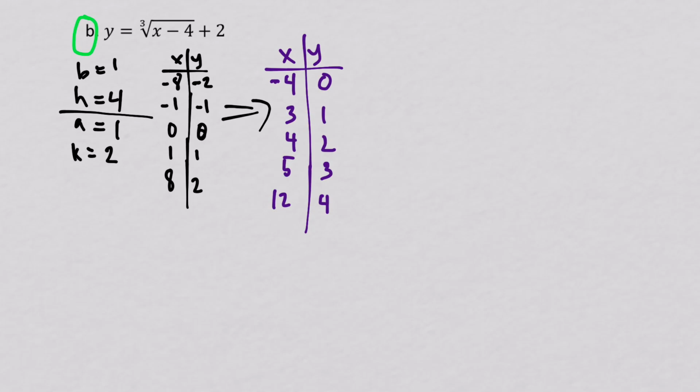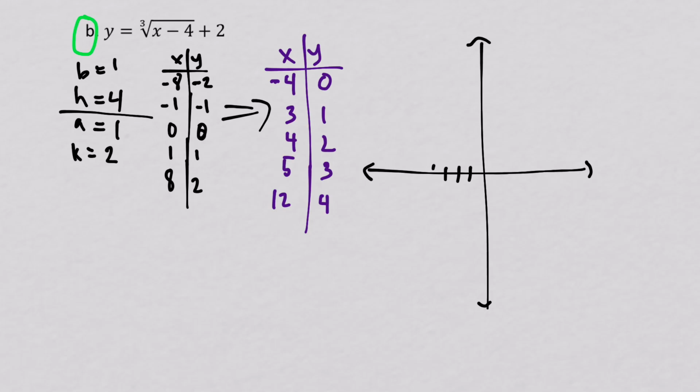Cube root functions do not have an asymptote, so you don't have to worry about asymptotes at any point here. All you got to do is just draw your x-axis and your y-axis, plot your points, and make your curve. Here we go. -4, 0. That's right about there. 3, 1. Right here. 4, 2. Right here. 5, 3. Right here. And 12, 4 is like way out here.